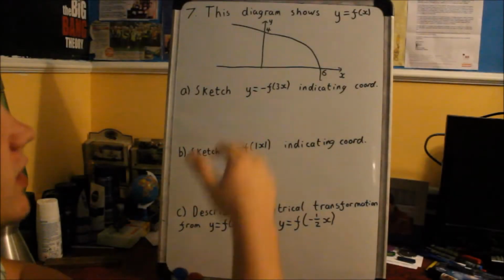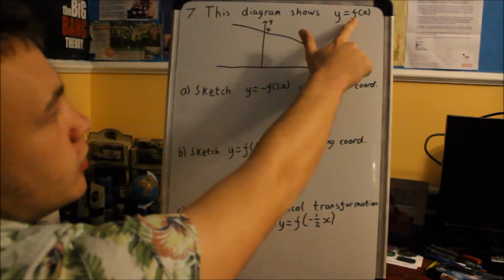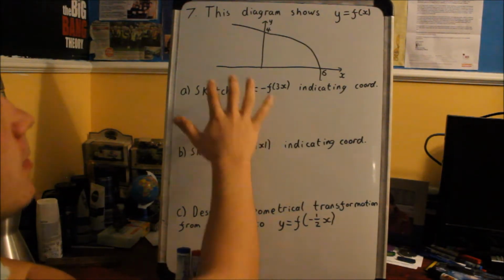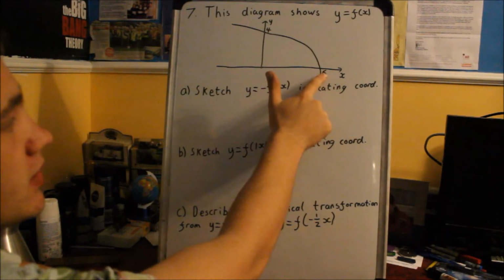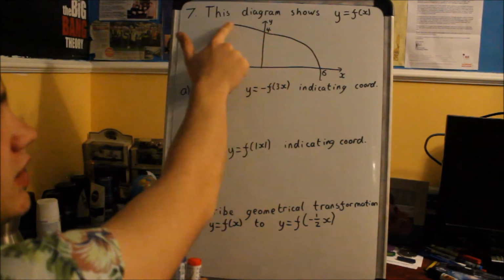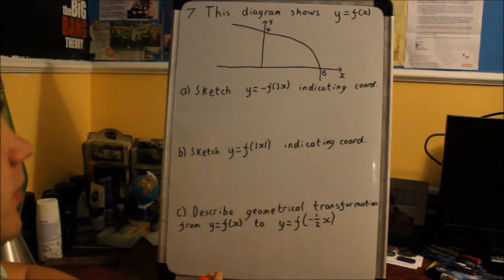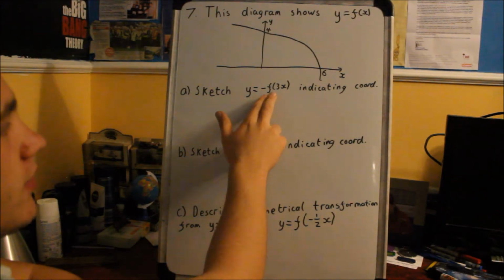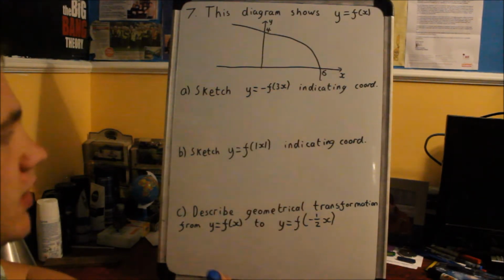Okay, so this is question 7. The diagram shows y equals f of x. I don't know what f of x is, we just know it's a function of x. We don't know the actual formula, but it looks like this. It's going through 6 here and 4 here, and it curves over and then it's increasing here, in case you can't see it properly in my picture. Part A says sketch y equals minus f of 3x, indicating the coordinates.